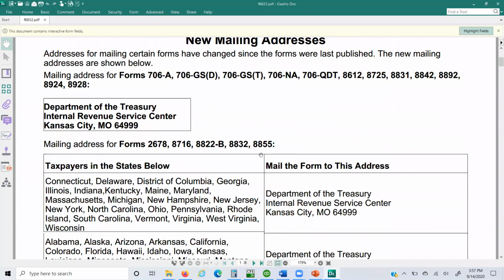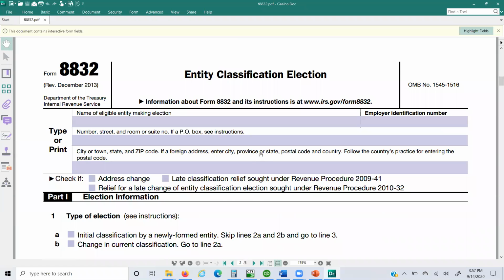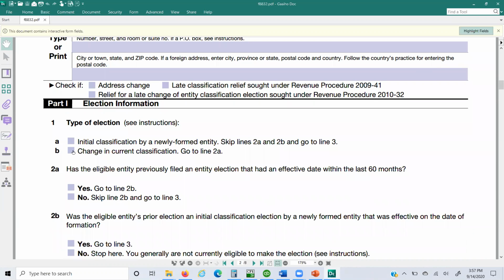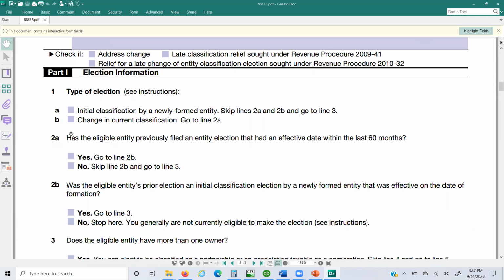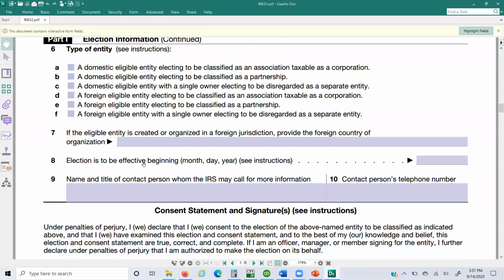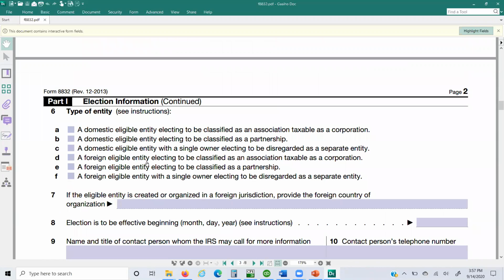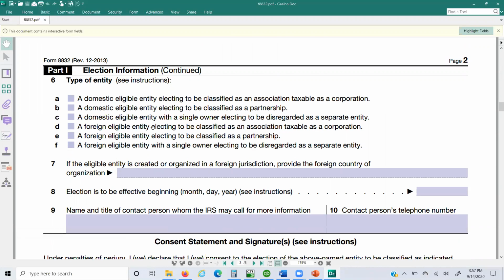Once it comes up, there were some new mailing addresses last year. And it's a very simple form. You just say what your entity information is on the top. I would like to change my current classification. Or I'm doing an initial classification by a new entity. I've just formed an LLC. I want to form this LLC as what kind of entity? The entity options are on the second page. I want to be a corporation.